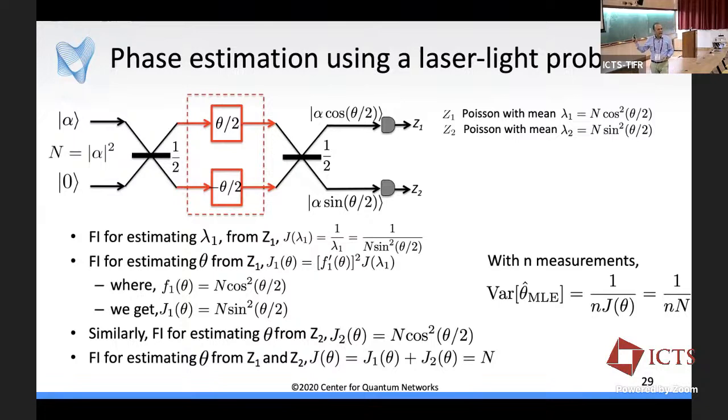Is this the projection onto the SLD eigenvectors? It is not. Okay, this is a different measurement. I can write down the quantum description of this measurement. How? I can take the Fock basis and go backwards through this beam splitter. It will be a crazy looking measurement basis. It's not necessarily the SLD eigenmeasurement basis, but it achieves the QFI nevertheless.